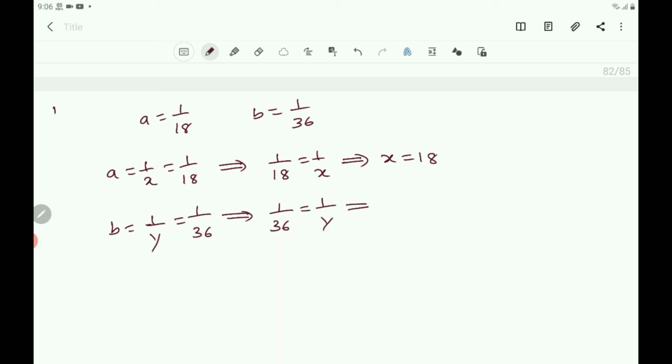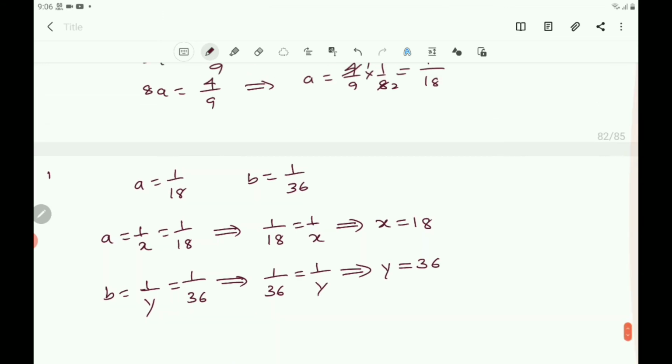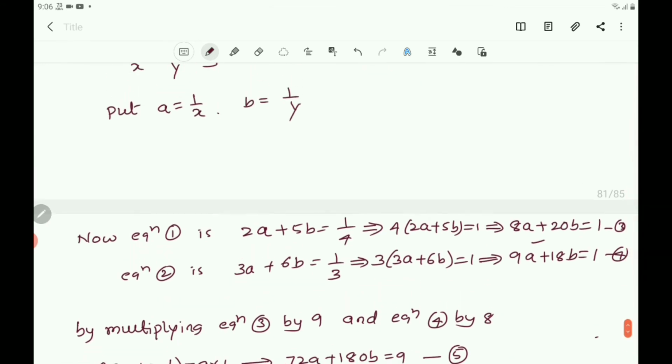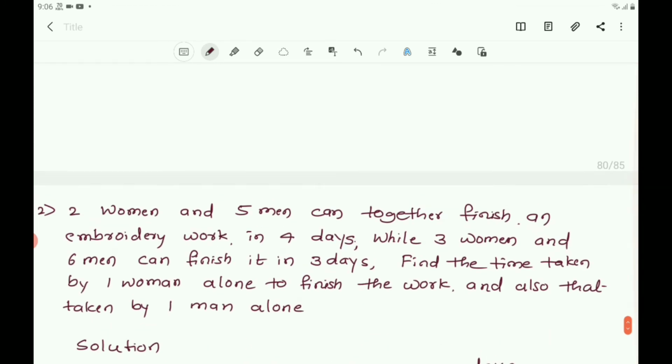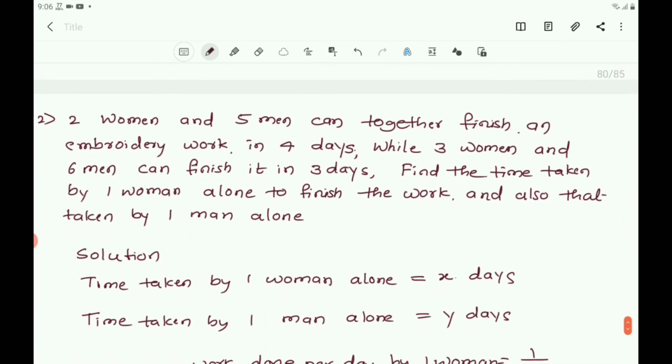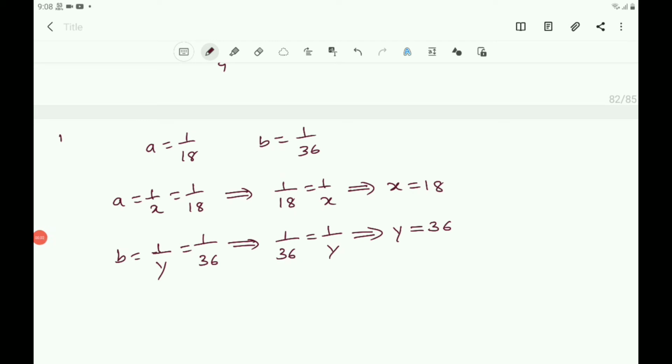That implies, do the cross multiplication, y is equal to 36 you will get. So you got that. That is the number of days taken by a single woman. Hence the time taken by one woman alone to finish the embroidery work is 18 days, and the time taken by one man alone to finish the embroidery work is 36 days. You got x equals 18, y equals 36.